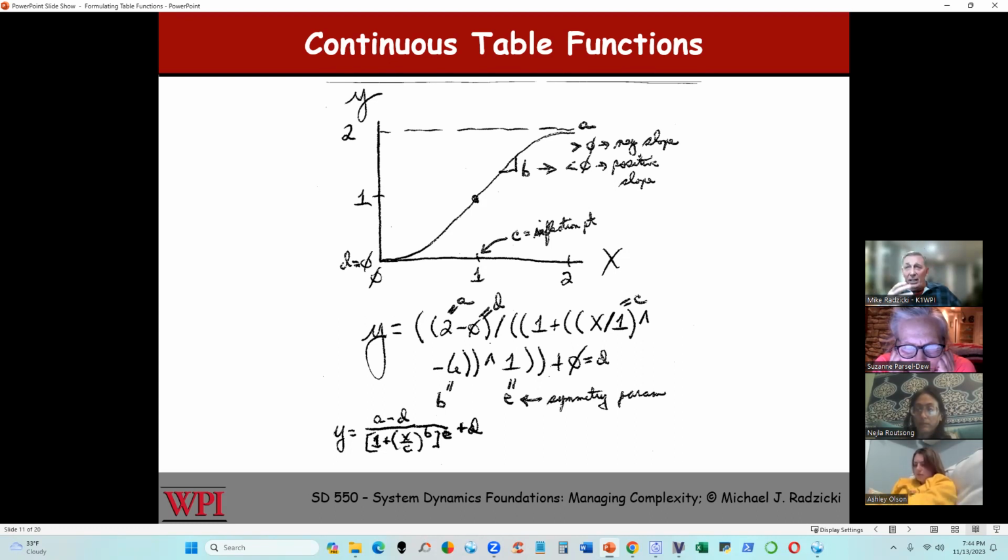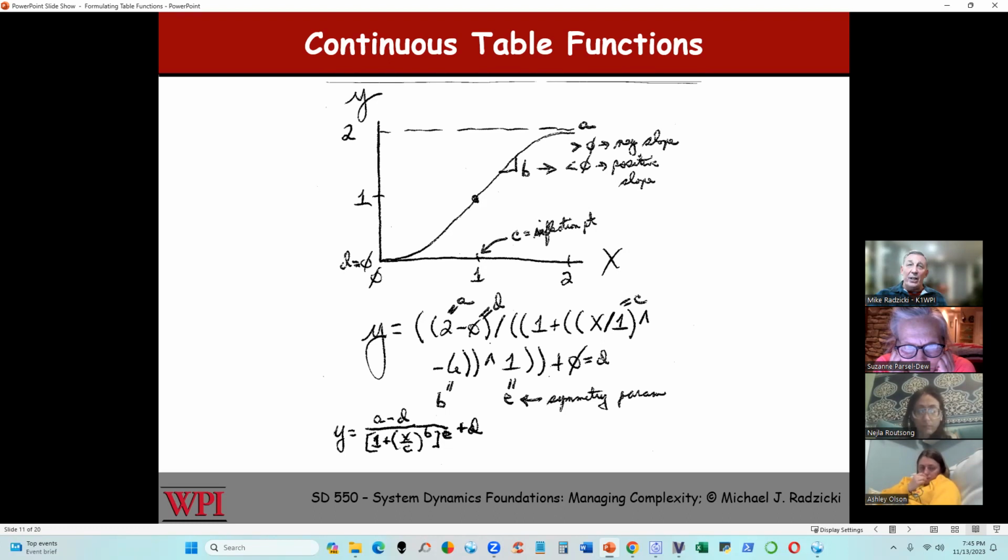We'll look in a minute at a traditional table function in Stella and how you can smooth it out. But here, in this case, the function is down here. Y equals a minus d over 1 plus x over c raised to the b, raised to the e, plus d. I don't remember where I found this. I found it a long time ago.